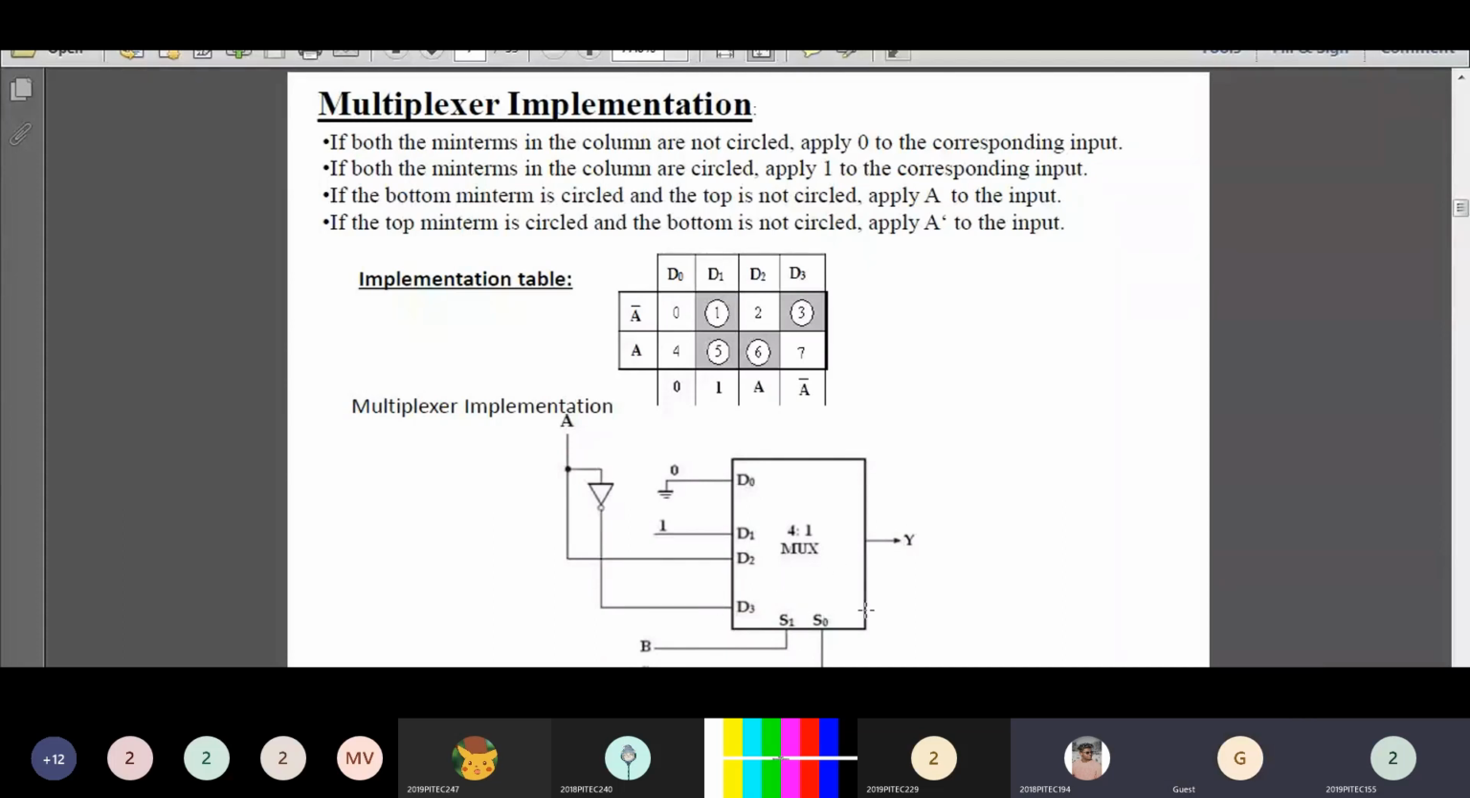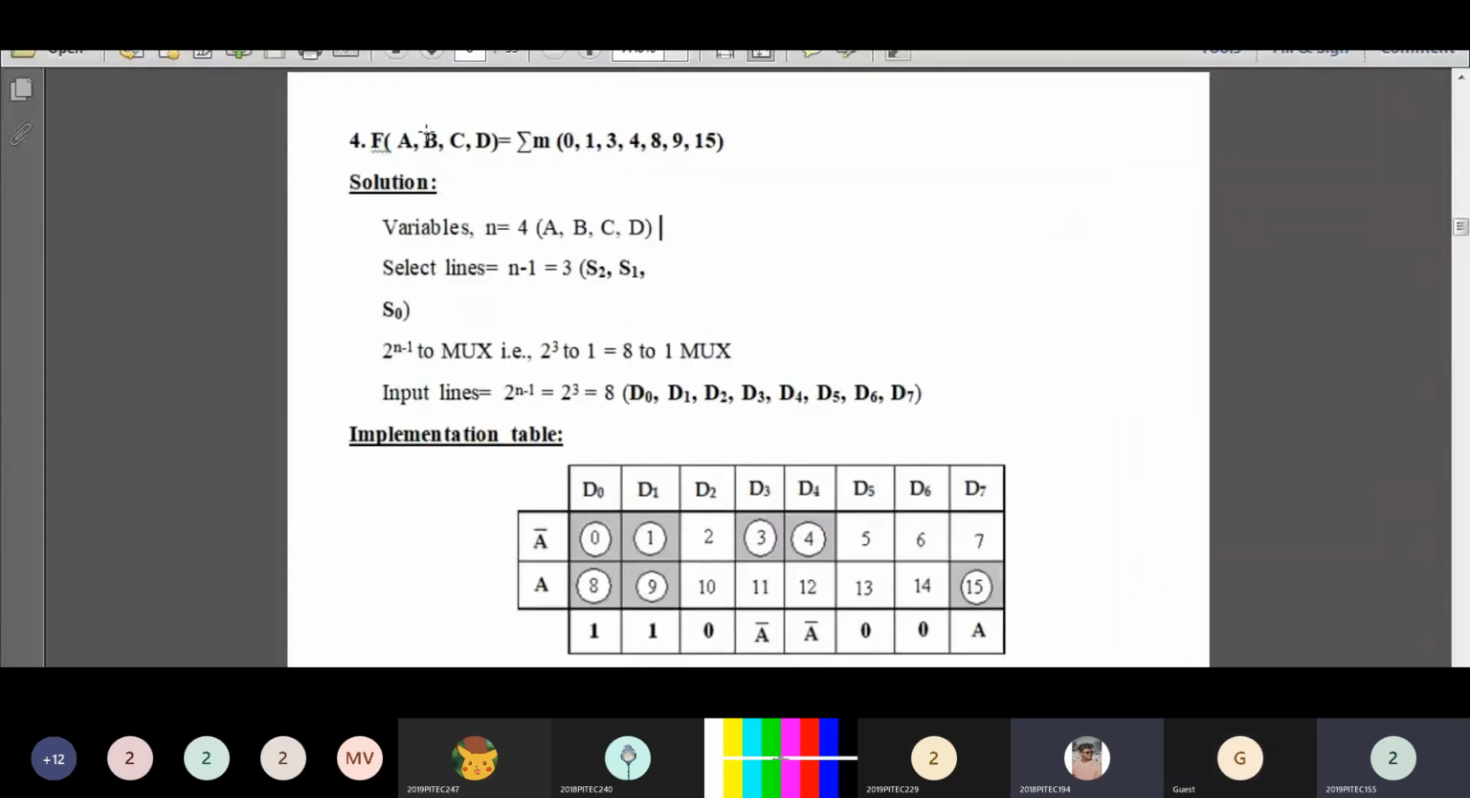Next, B and C are the control inputs, that is, the selection inputs. Now the Boolean function is implemented using a 4 cross 1 multiplexer. Now let's see how the Boolean function is implemented using an 8 cross 1 multiplexer.